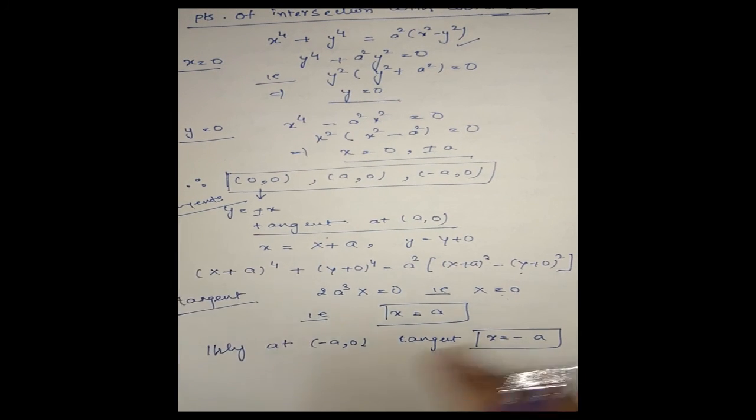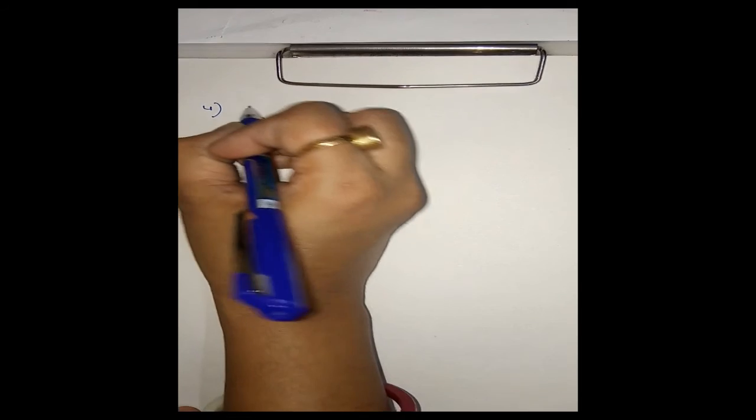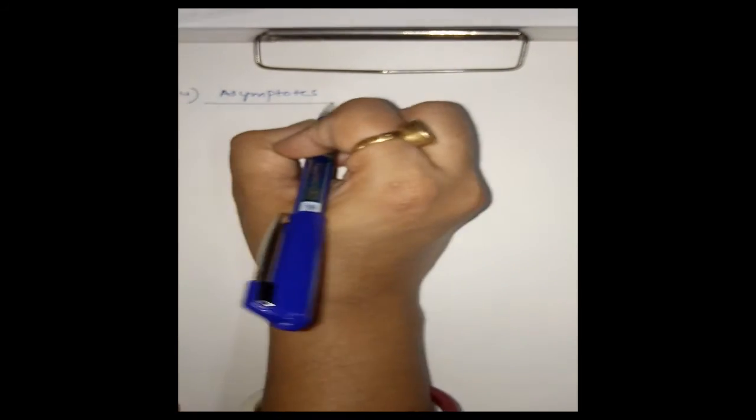Okay. Next is the asymptote. In the next step, we have to find the asymptote. Fourth is asymptotes. In the fourth step, we have to find the asymptote of the equation.